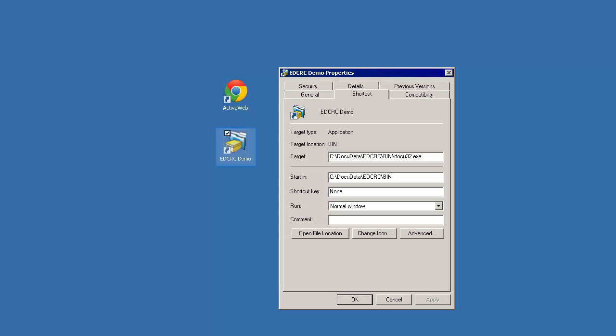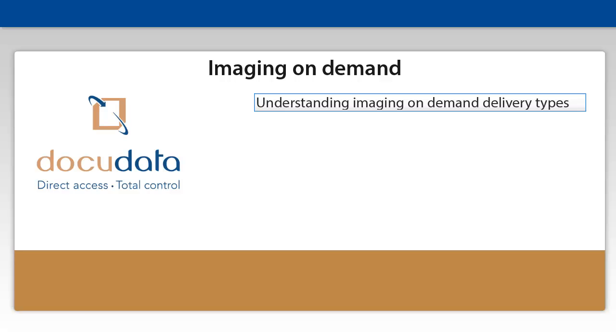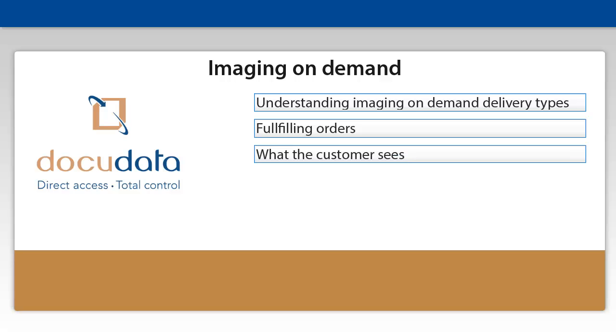This is an advanced topic, but it is worth exploring if you're doing large projects with a lot of repetition. Now let's look at the more basic topic of imaging on demand. We will start by examining what is different about imaging on demand delivery types. Then we will see the small differences between fulfilling regular orders and imaging on demand orders. Finally, we will take a look at what is different from the customer's perspective.